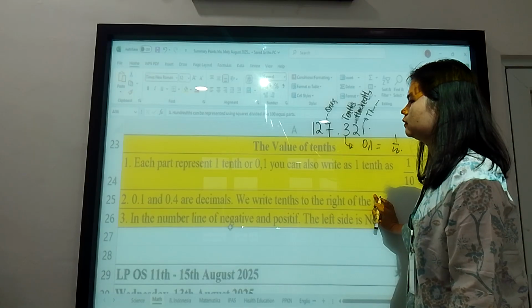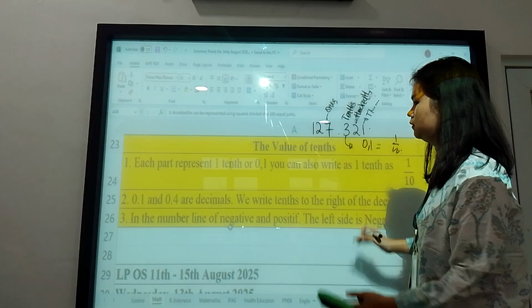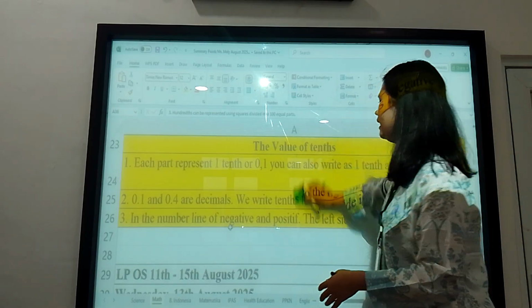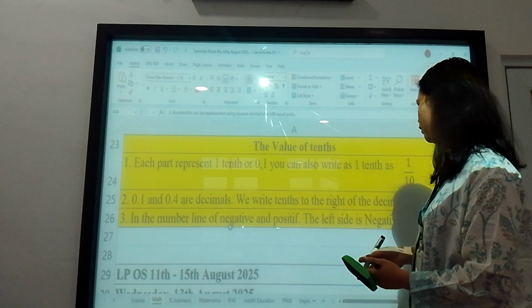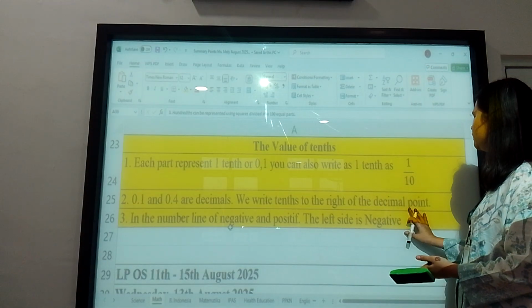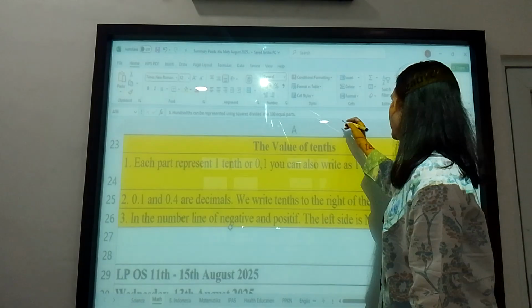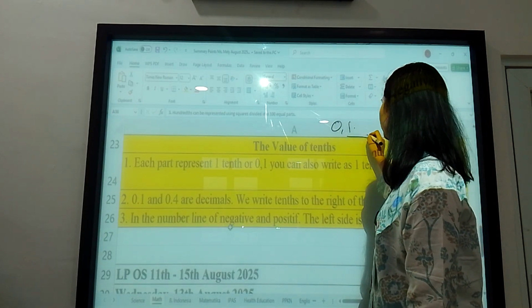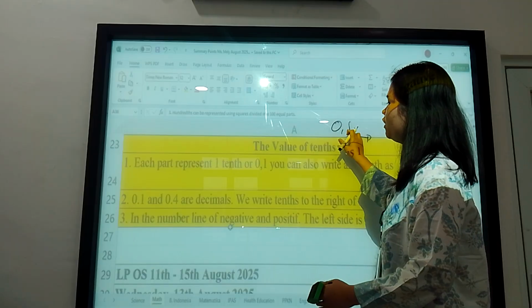Okay, and next, number two. 0.1 and 0.4 are decimals. We write tenths to the right of the decimal point. Yeah, we have 0.1. The decimal point is to the right, the dot, I mean.